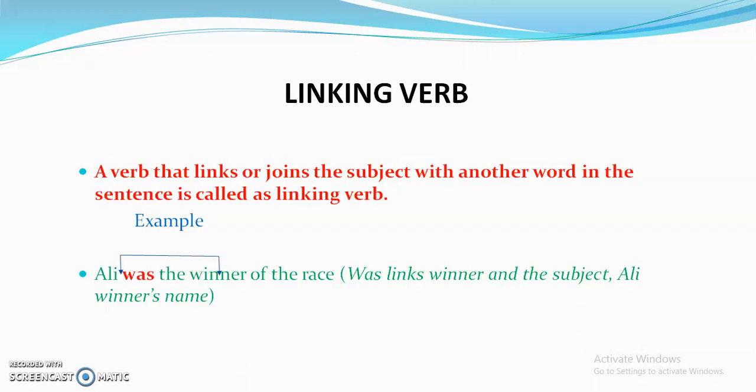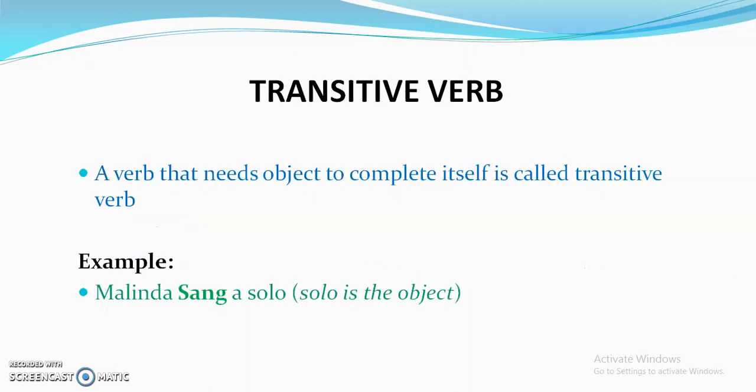Then comes the linking verb. A verb which links or joins the subject with another word is called a linking verb. For example, Ali was the winner of the race. Here, was is the verb which links the winner and the subject, who is Ali. So in a sentence, if the verb is linking the subject with any other word, then it is called a linking verb.